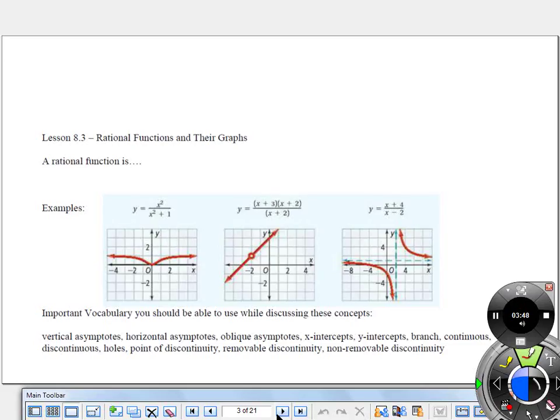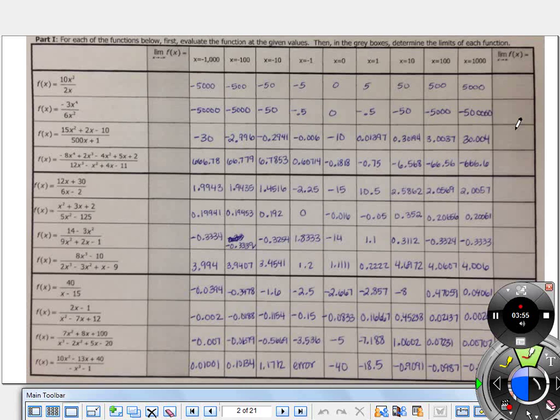So the chart that you guys have, we're going to use it to look at end behavior. So I know it's kind of crazy. Let me show you how it works, and then we'll use it to answer some of the questions.